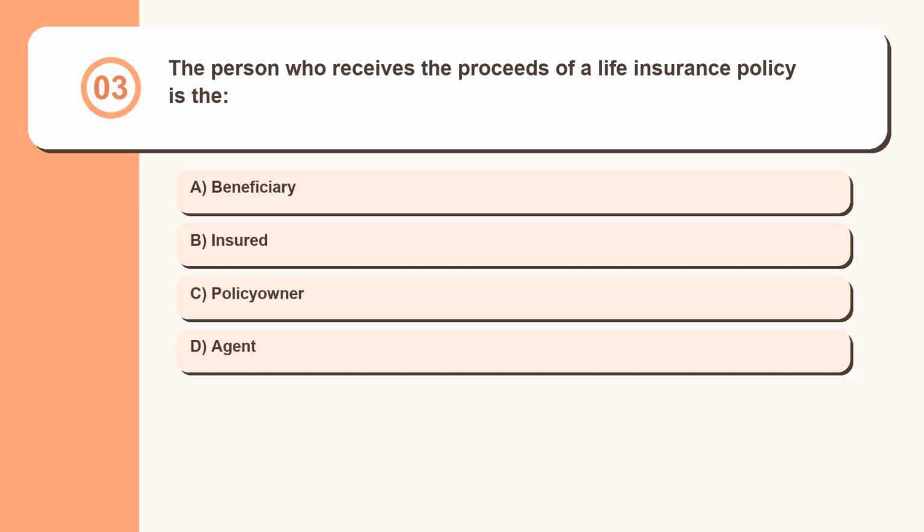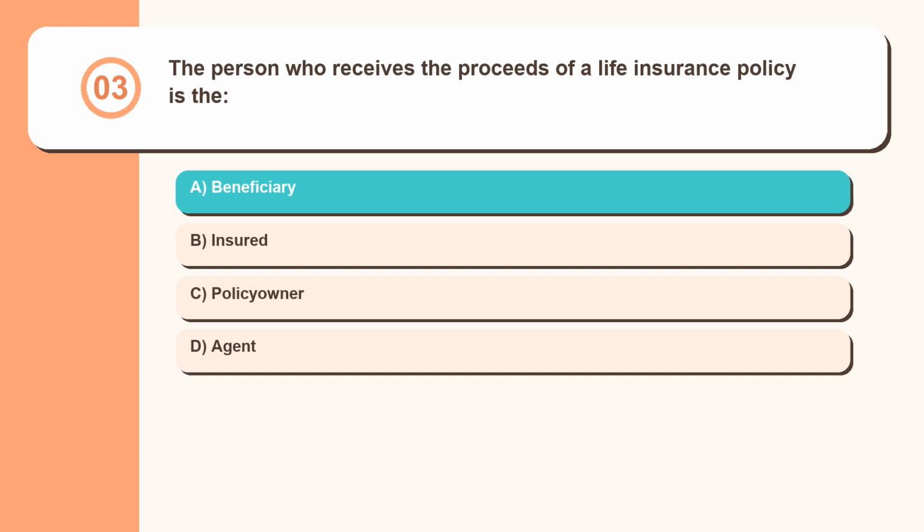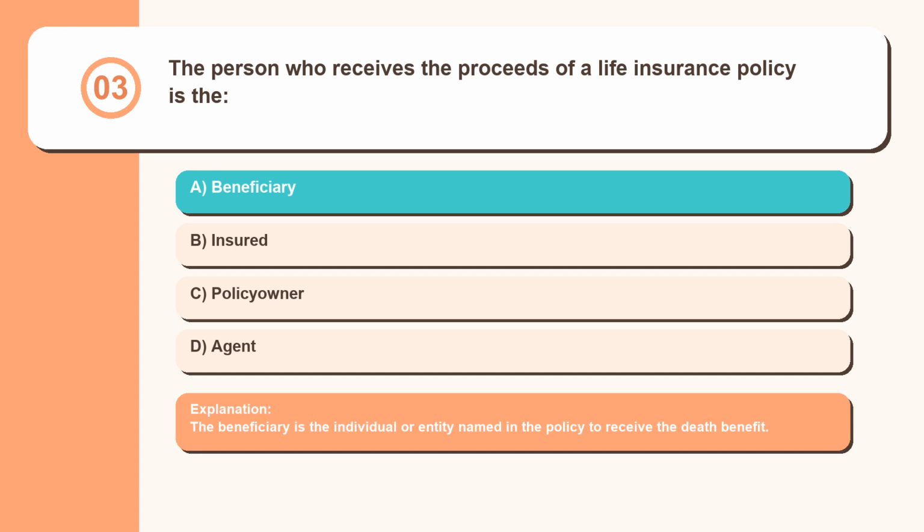Question 3. The person who receives the proceeds of a life insurance policy is the beneficiary, insured, policy owner, agent. The beneficiary is the individual or entity named in the policy to receive the death benefit.